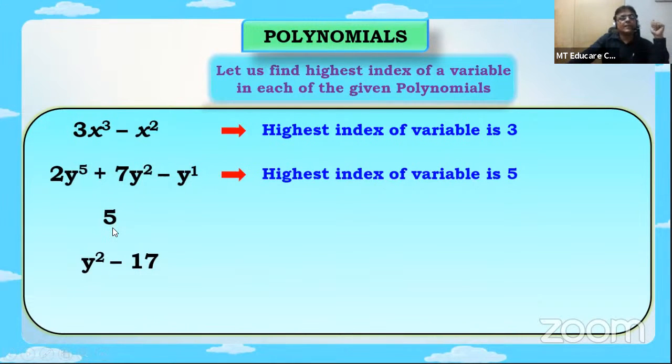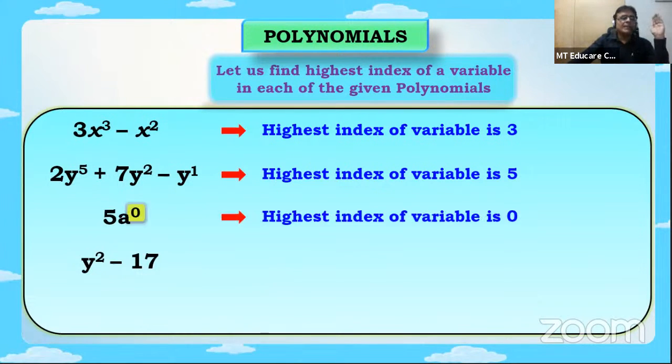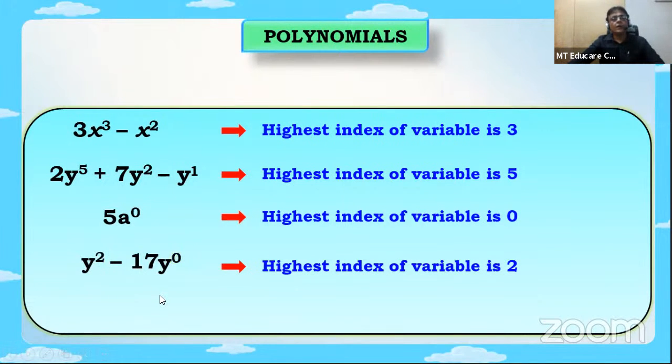Now look at the third case, 5. Sir, there is no variable in here, no problem. We know if no variable is there, we will write x raised to 0, y raised to 0, m raised to 0. Whichever the favorite variable you want, you can use that. So 5 can be written as 5a raised to 0. So the highest power is 0. Now tell me, the last one. What is the highest power here, students? 2. Very good.